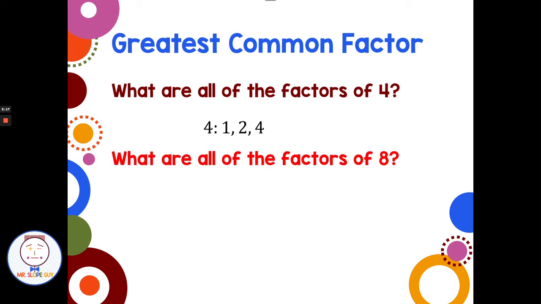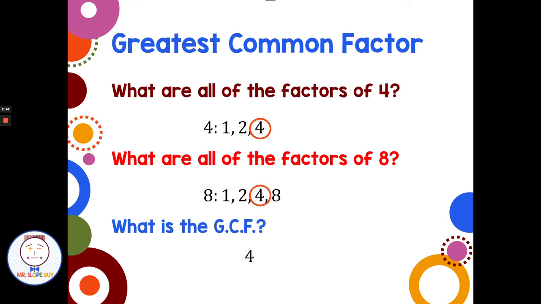What are all the factors of 8? All the numbers that multiply to 8, well, 1 times 8, 2 times 4. So our factors of 8: 1, 2, 4, 8. Then we can look for greatest common factor. So we're looking for not only the largest number, we're looking for the largest common number, and the largest common number that is a factor. So the largest number on both of these lists is 4. So the GCF would be 4.